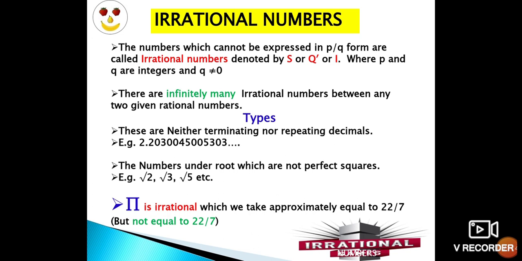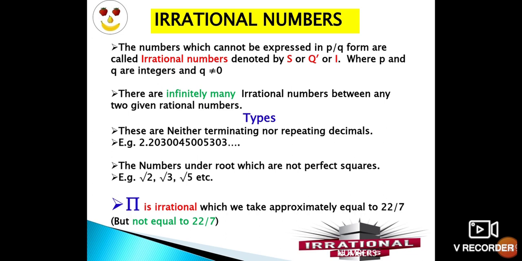The numbers which are in the form of root 2, root 3, which are not perfect squares, such numbers are also irrational numbers only. And pi is also an irrational number. How? We usually write pi is equal to 22 by 7, but pi is not equal to 22 by 7. We take that approximately 22 by 7. So that's why it is an irrational number.